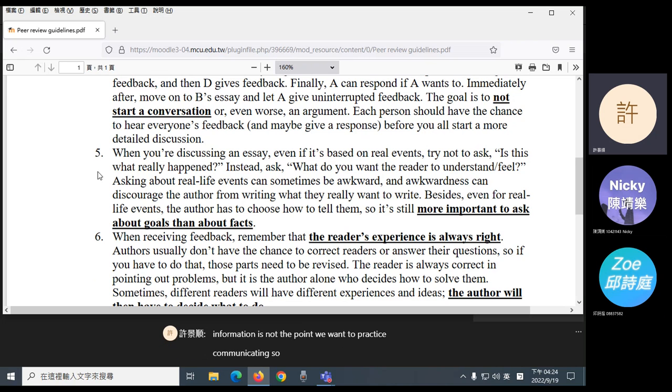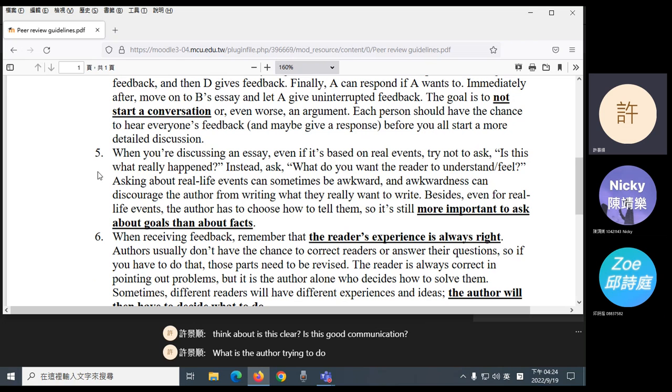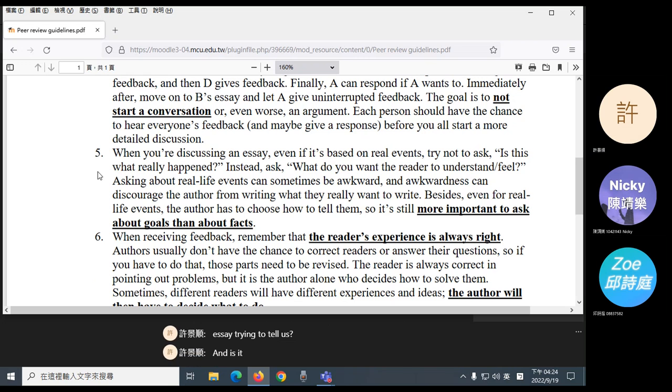So instead of asking, is this right? You can think about, is this clear? Is this good communication? What is the author trying to do with this essay? What is this essay trying to tell us? And is it successful?